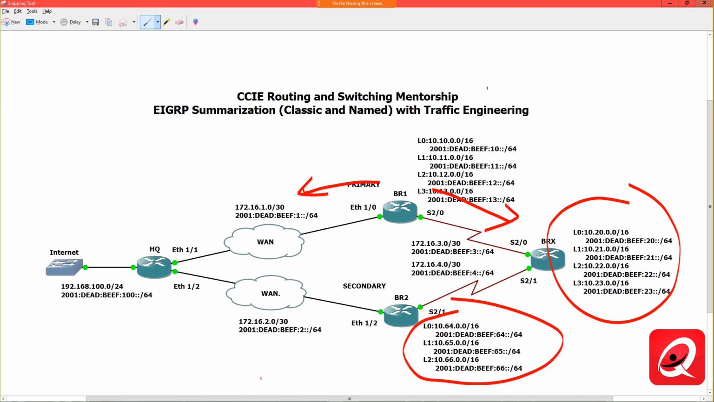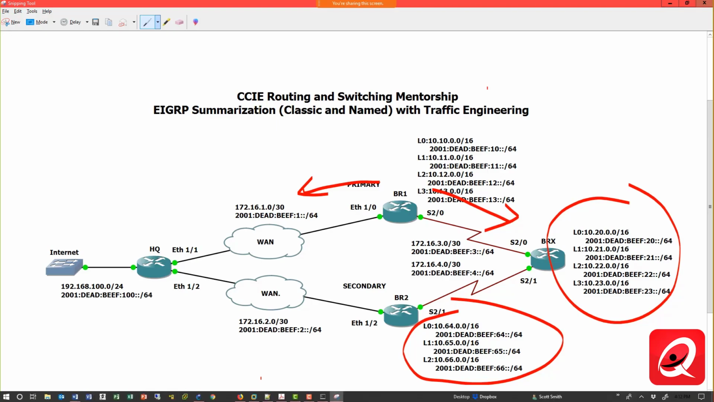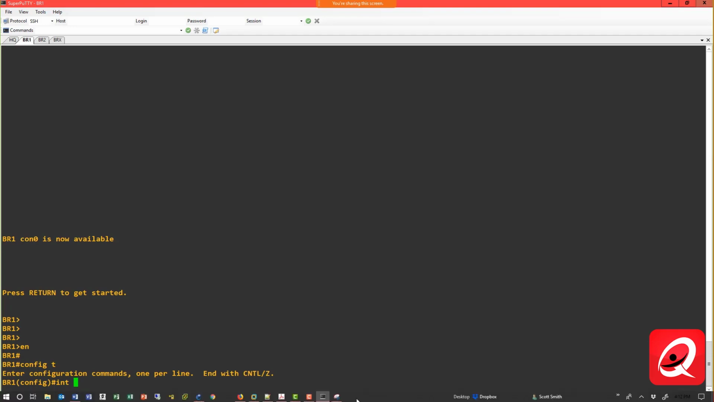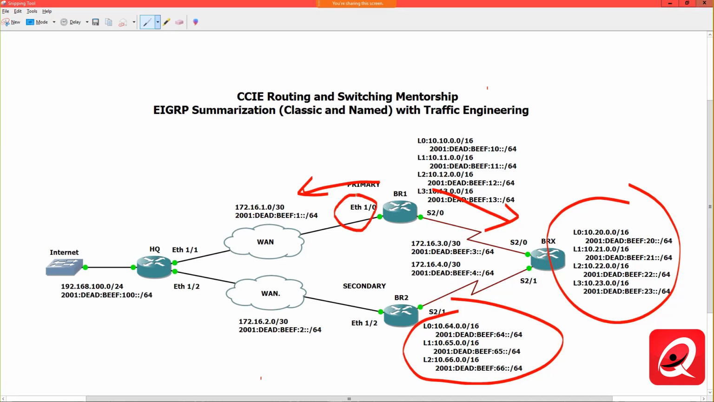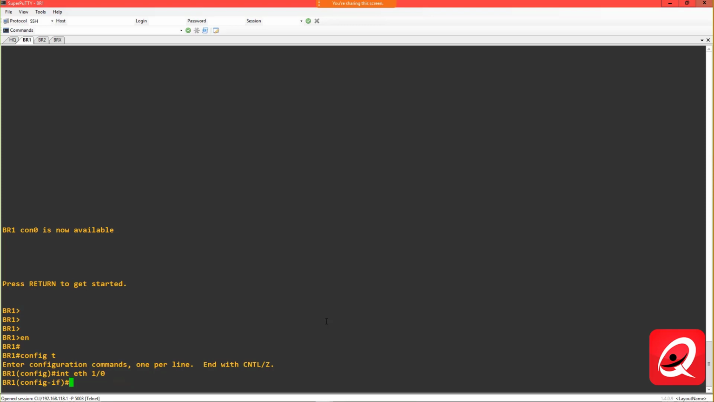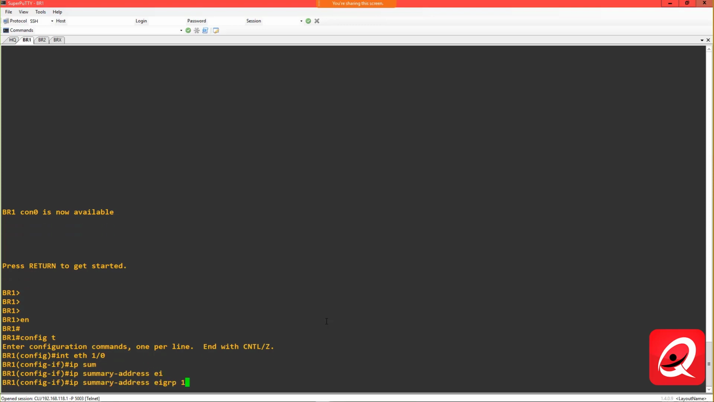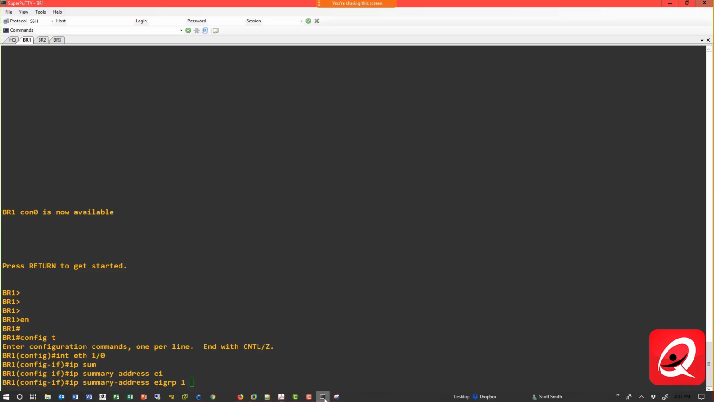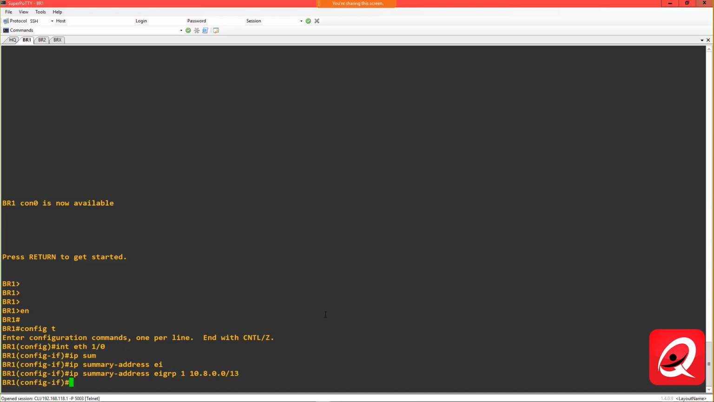All right. So let's take a look at this in our command line. Let's go to BR1 and perform our summary on BR1. So I'm going to go into interface. What was the interface number? Ethernet 10, and I'll do the same thing on serial 20, and I'm just going to simply create the summary. IP summary address, EIGRP 1 is the autonomous system number, and I can actually go into my notepad here and just grab this prefix, because you can actually put the summary in dotted decimal notation or prefix notation. So I've created that summary out that interface.